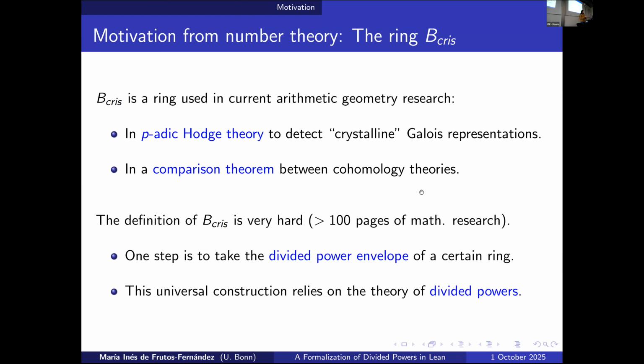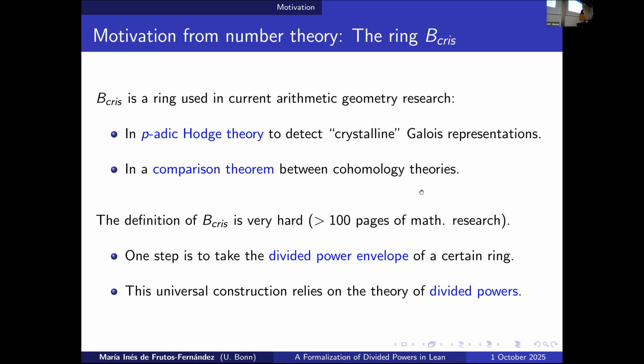As I said, we don't need to know the details of the definition. I will just say that the definition has many steps, and one of the steps is to take the divided power envelope of a certain ring. Again, we don't need to know what the divided power envelope is. We only need to know that this is some universal construction that relies on the theory of divided powers.